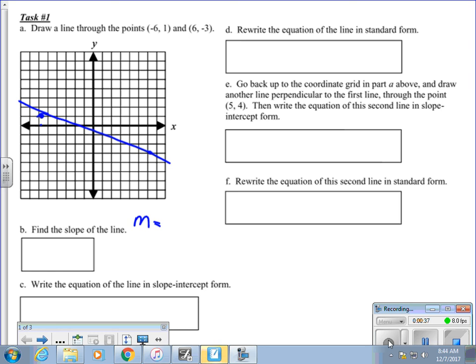Slope equals change in y over change in x. So -3 minus 1 over 6 minus -6 gives me -4 over 12, which is -1/3. Always reduce your fractions. Change in y over change in x.